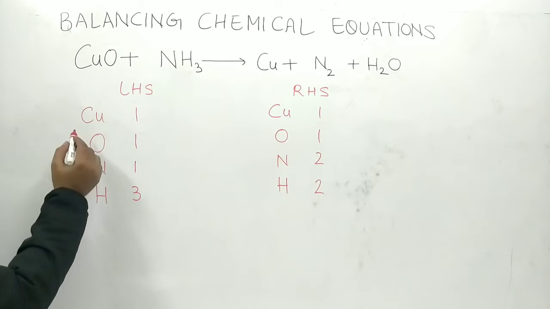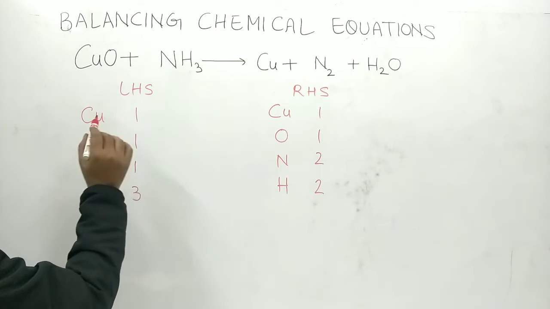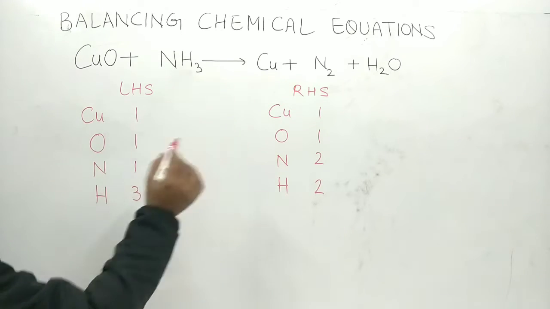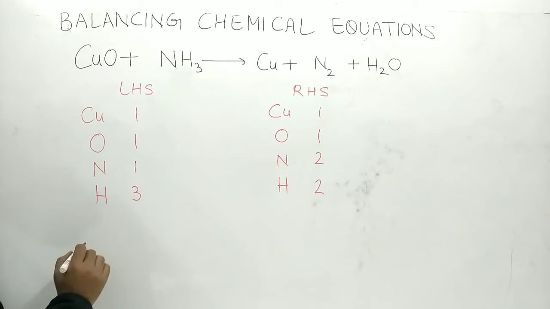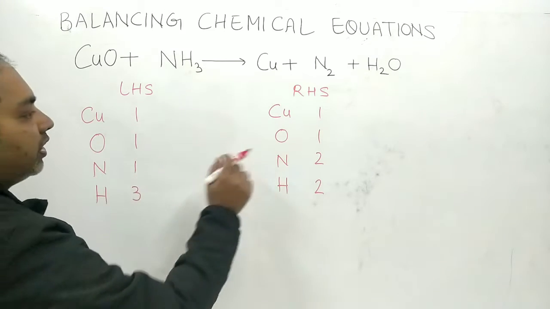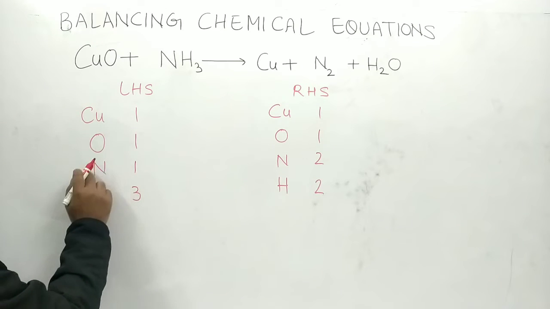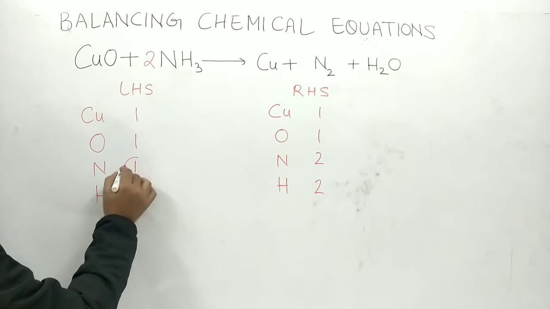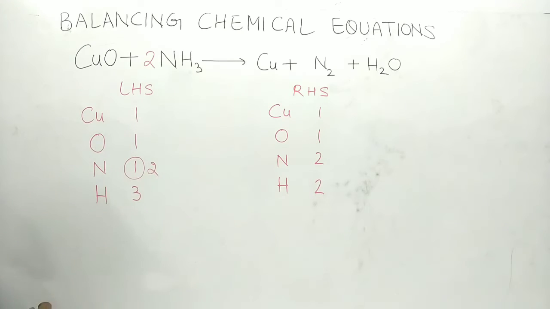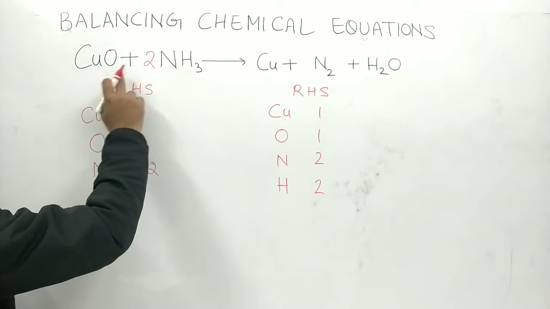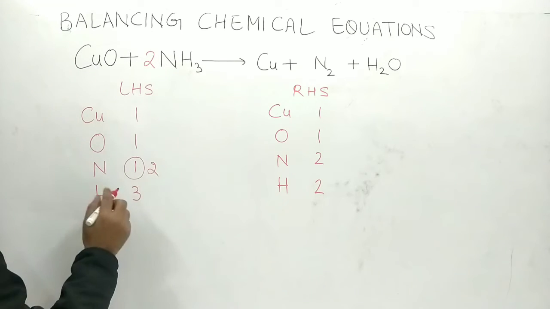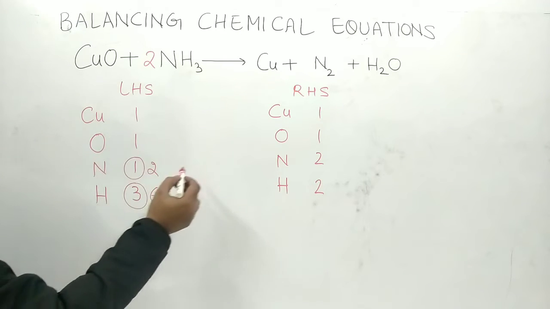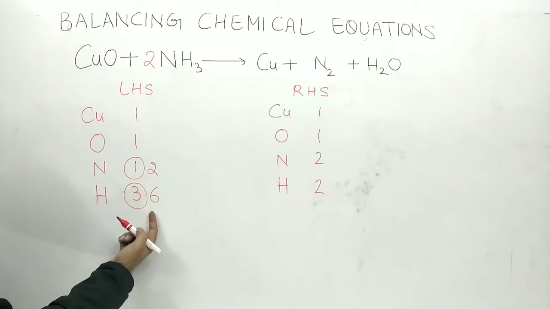So first we balance the copper, and copper is already balanced. So we move to oxygen. Oxygen is balanced. Now the nitrogen is not balanced: there is 1 atom and there are 2 atoms. So we need to balance it, and here we need to multiply by 2. So this becomes 2. But at the same time, the number of hydrogen atoms on this side increases from 3 to 6. So this becomes 6. Now this is 1 1 2 and this is again 1 1 2, but this is 6 and this is 2.